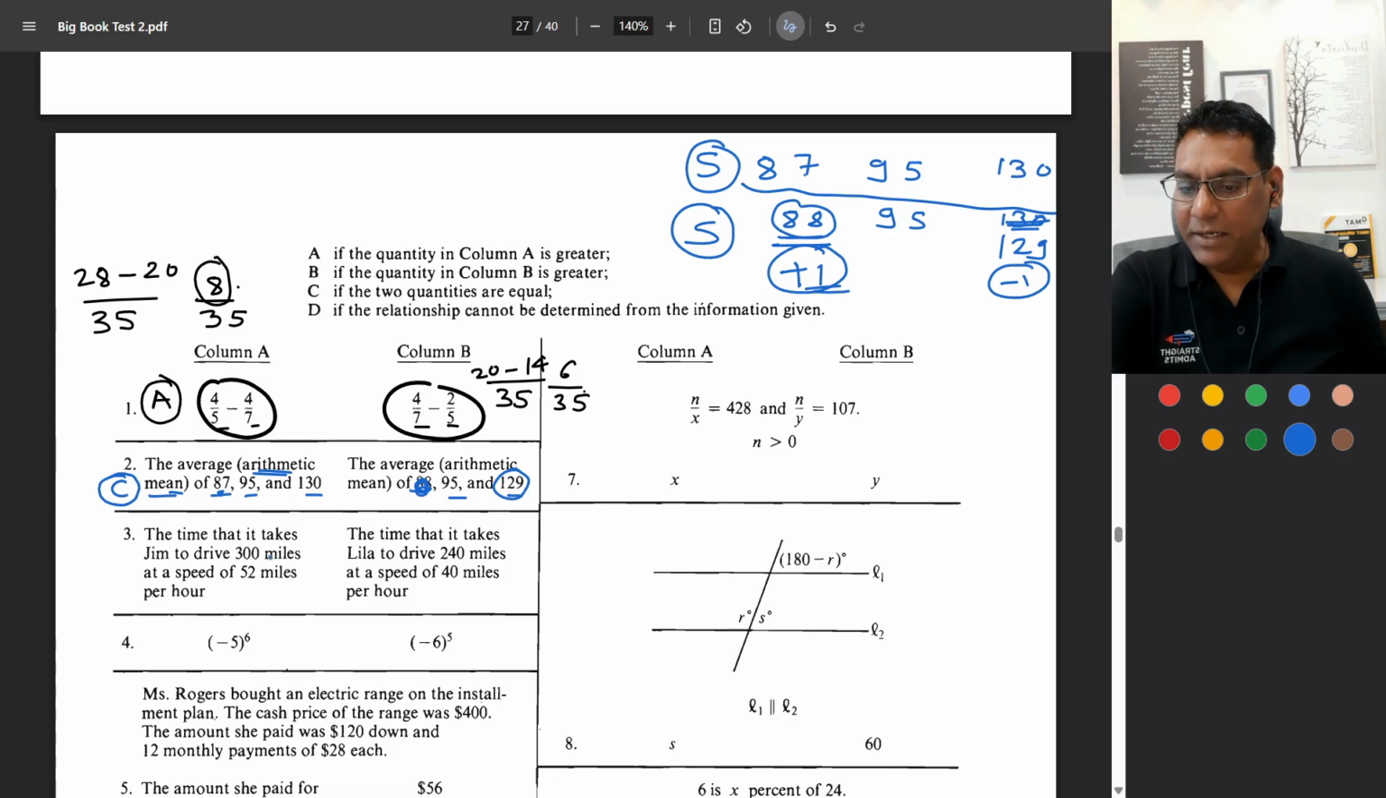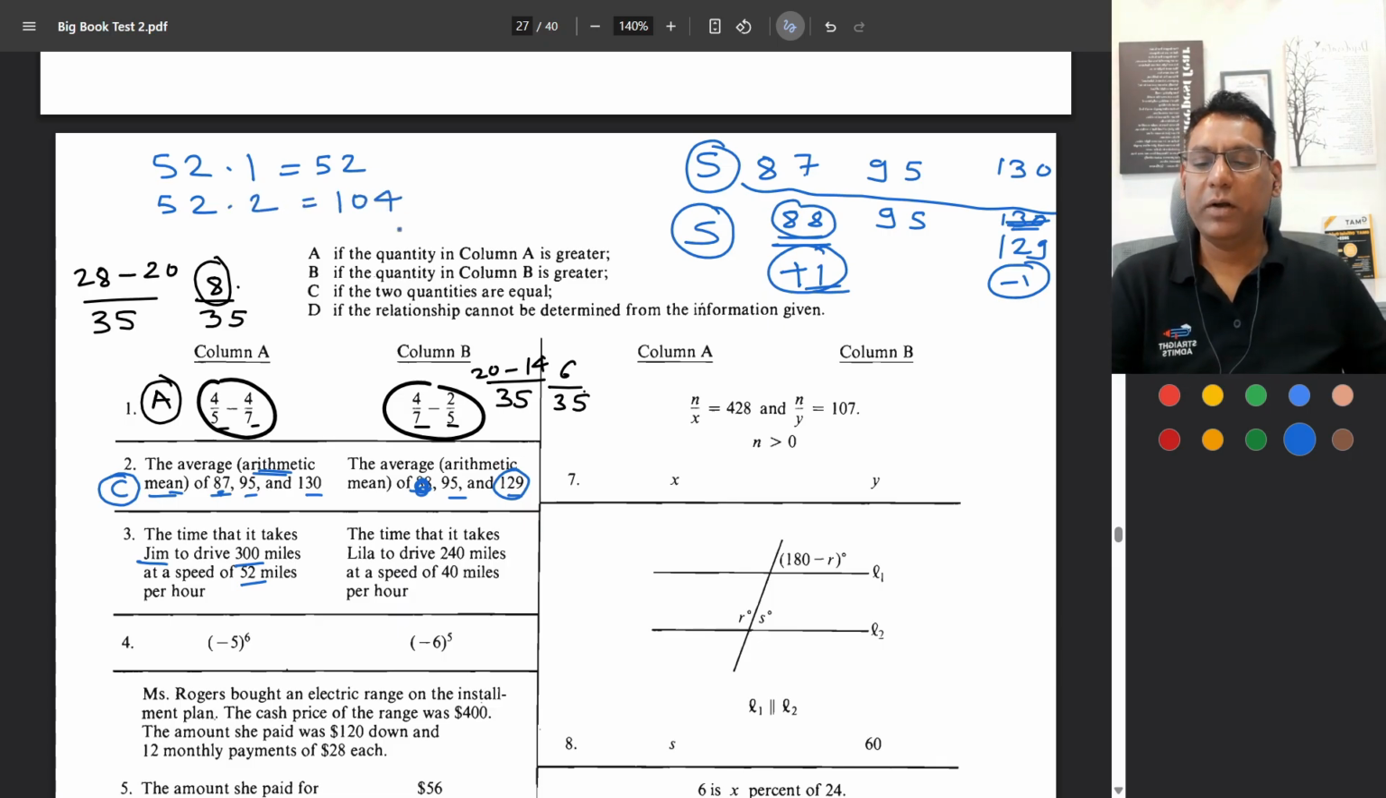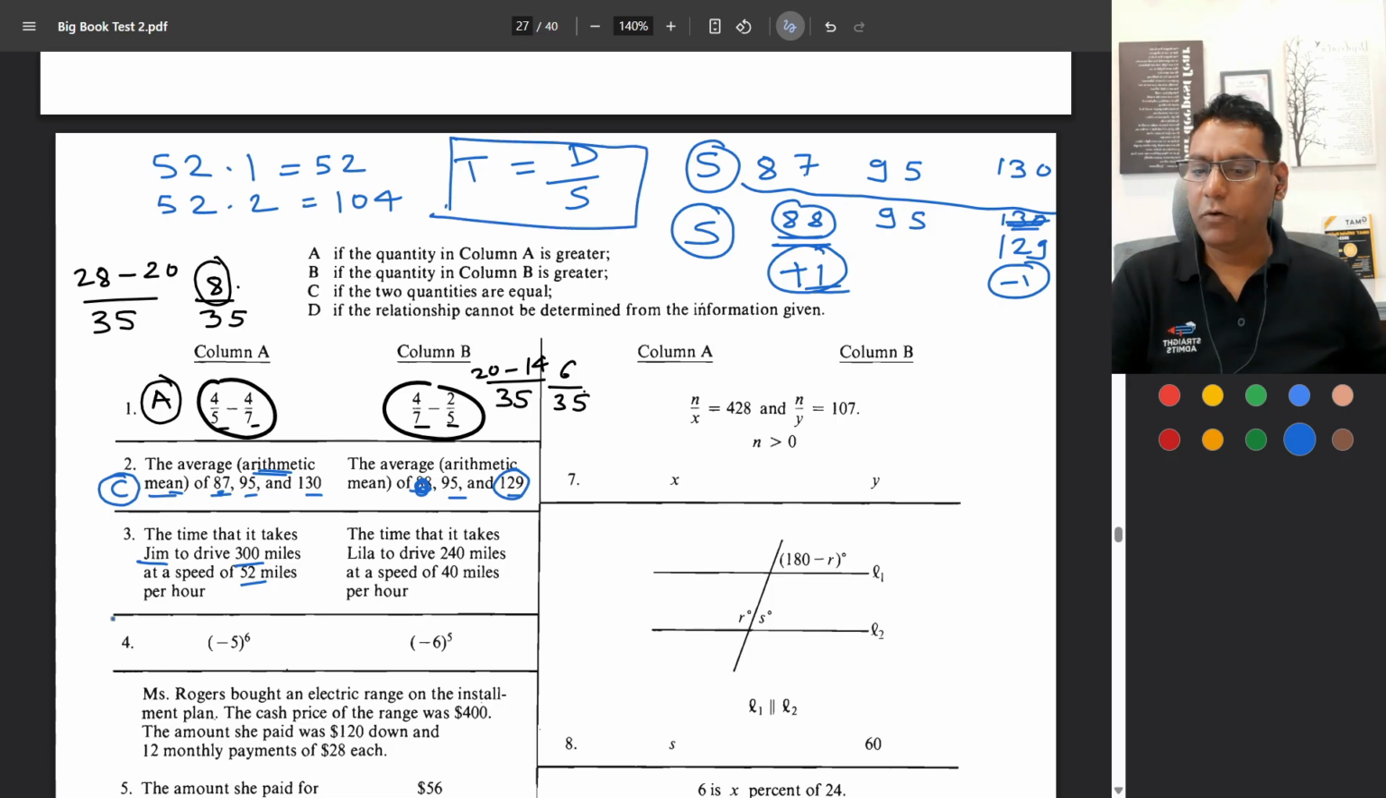The time it takes James to drive 300 miles at the speed of 52 miles per hour. If he's going at 52 miles for 1 hour, he goes 52 miles. If he goes for 2 hours, he goes 104. Essentially, to find the time, you are doing distance by speed, right? If you don't know the formula, you can still work this out logically. If you know the formula, you can directly plug it in. So the time here is going to be 300 miles divided by 52 miles. What would that number be?